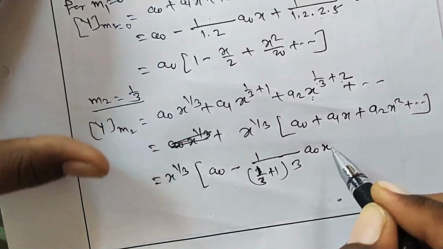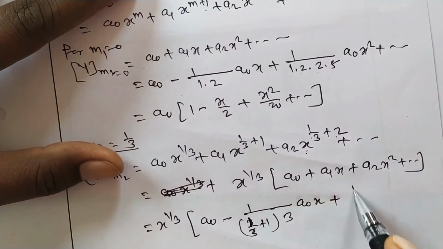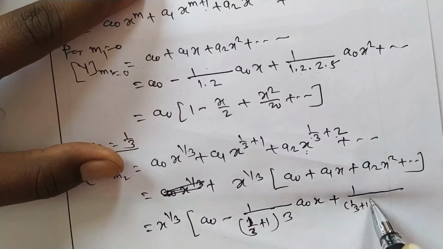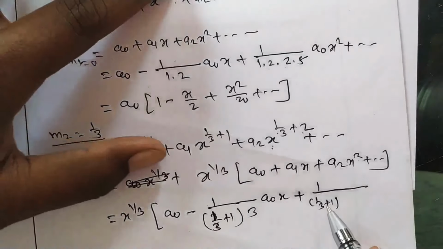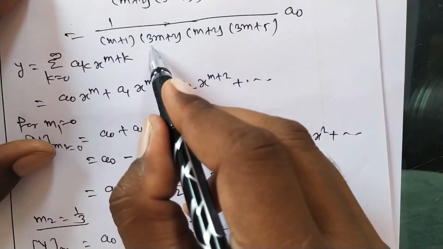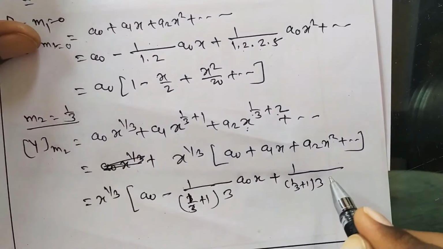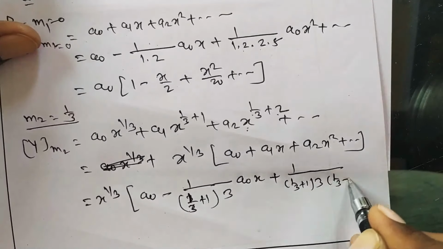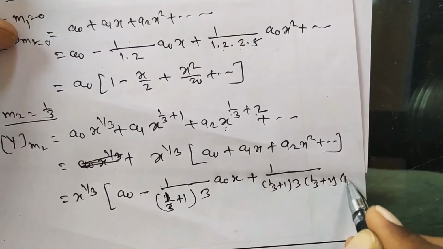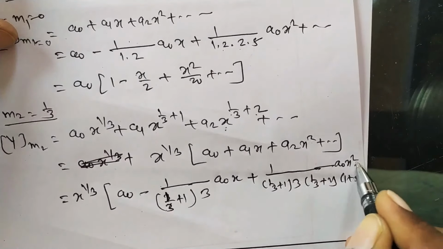plus a2. What is the value of a2? a2 is this plus 1 upon 1 by 3 plus 1 into, m equal to 1 by 3 put here, look, 1 by 3, 3 get cancelled, so 1 plus 2 is 3, then m plus 2 that is 1 by 3 plus 2 and 3m plus 5 again 3 get cancelled, 1 plus 5 into a0 x square plus so on.